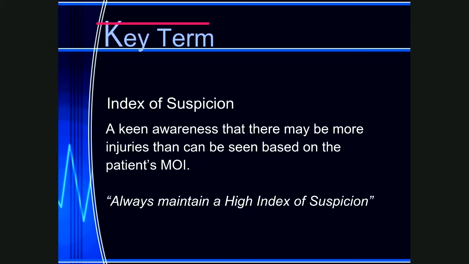You see what's going on. High index of suspicion, MOI, mechanism of injury, meaning a trauma type situation. The NOI, nature of illness, we do have a small index of suspicion that something could be going on, but a lot of times our keen awareness is when we're dealing with trauma patients.